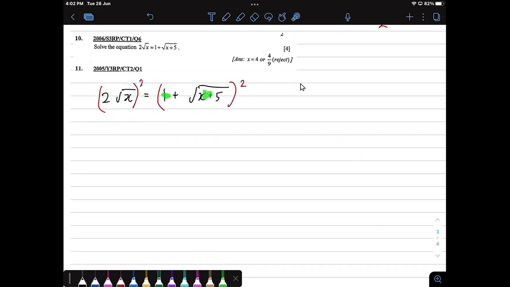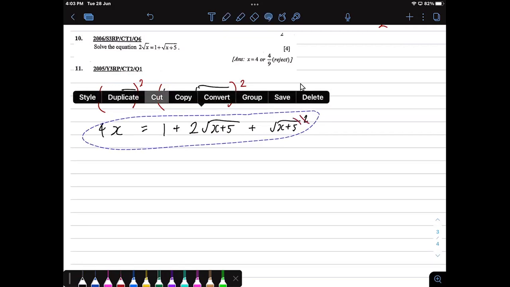Take note that a plus b all square is not a square plus b square only. You still need a plus 2ab. So let's just expand it. This will become 4x, right? 2 square is 4. Then this one becomes 1 square, 1, plus 2 times 1 times square root of x plus 5. I skipped the times 1. Then plus square root of x plus 5 all square. If you want, you can just cancel off straight away and write down the, oops.